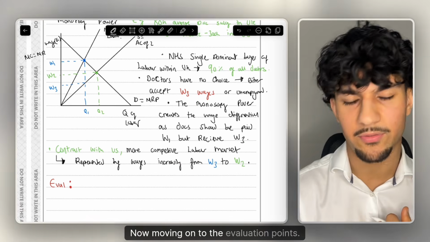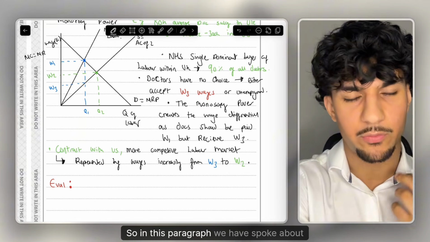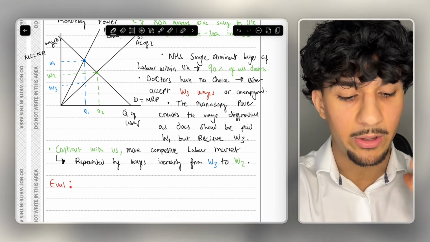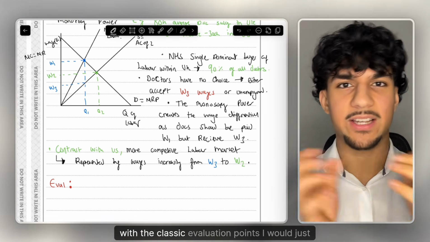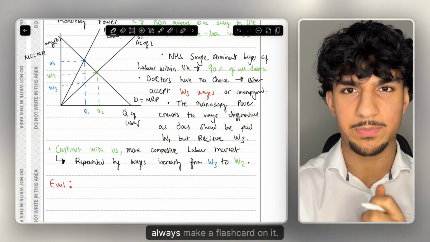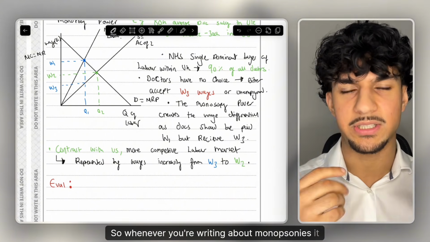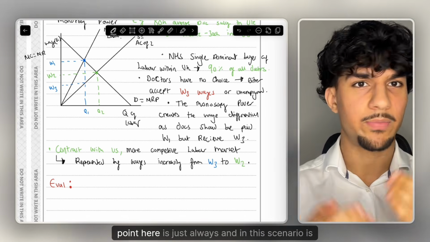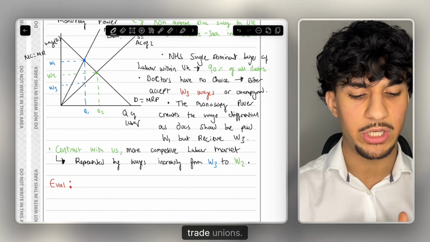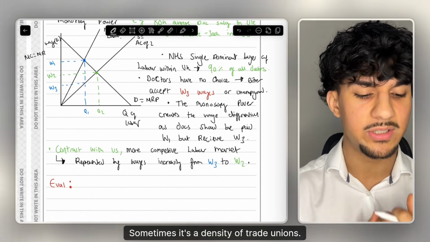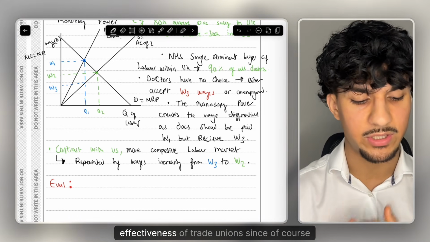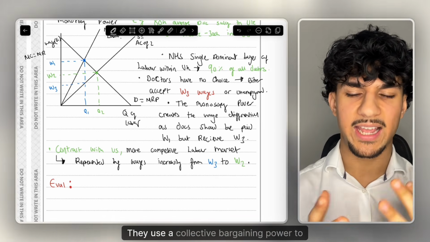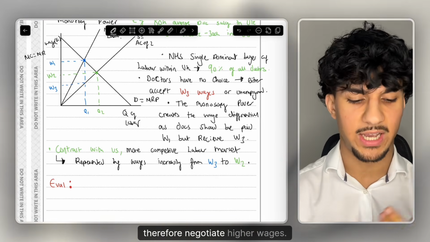Now, moving on to the evaluation points. In this paragraph, we have spoken about monopsonies. Now, a classic A-star evaluation point, and with the classic evaluation points I always suggest students make a flashcard on it. So whenever you're writing about monopsonies, it should just be in your mind that the best evaluation point, an A-star evaluation point, is always, and in this scenario, trade unions. Sometimes it's the density of trade unions. In this scenario, I'm going to talk about the effectiveness of trade unions, since, of course, what do trade unions do? They use their collective bargaining power to negotiate higher wages.